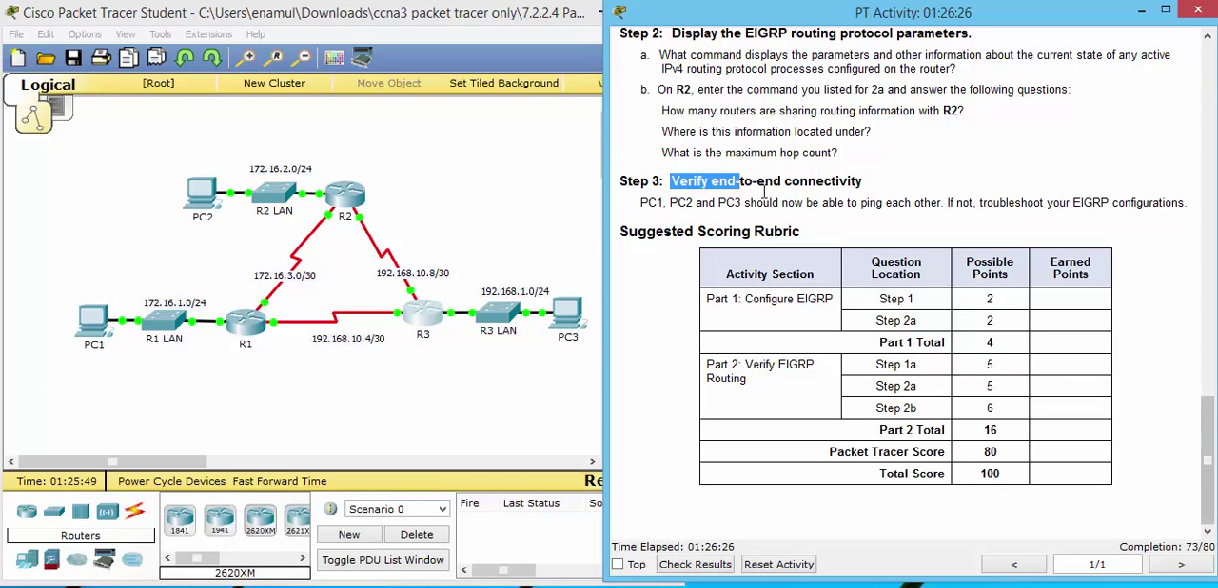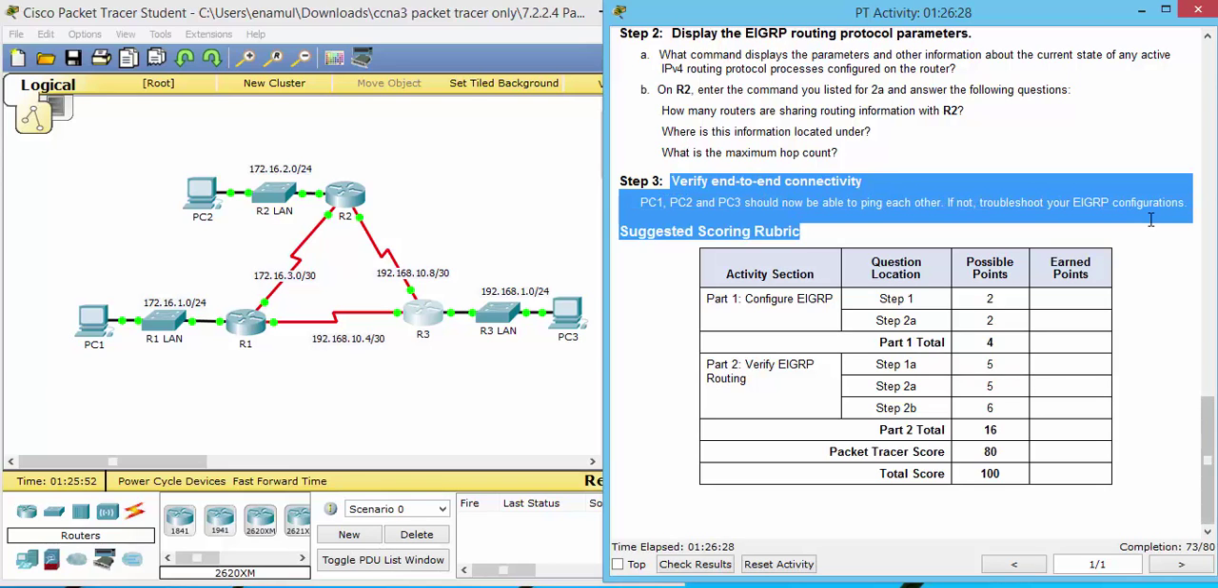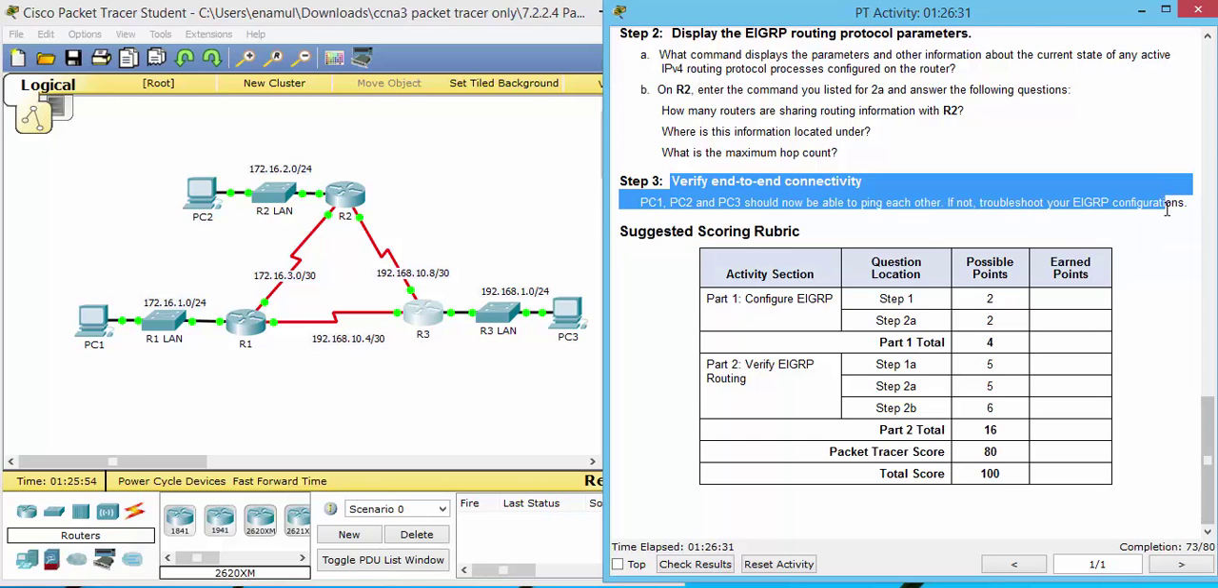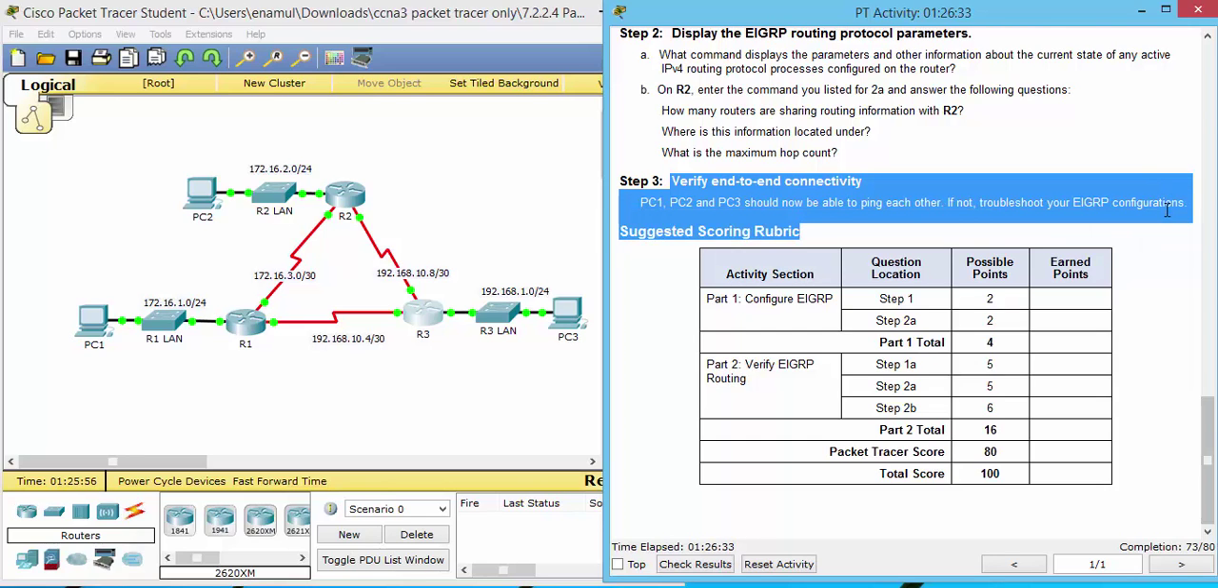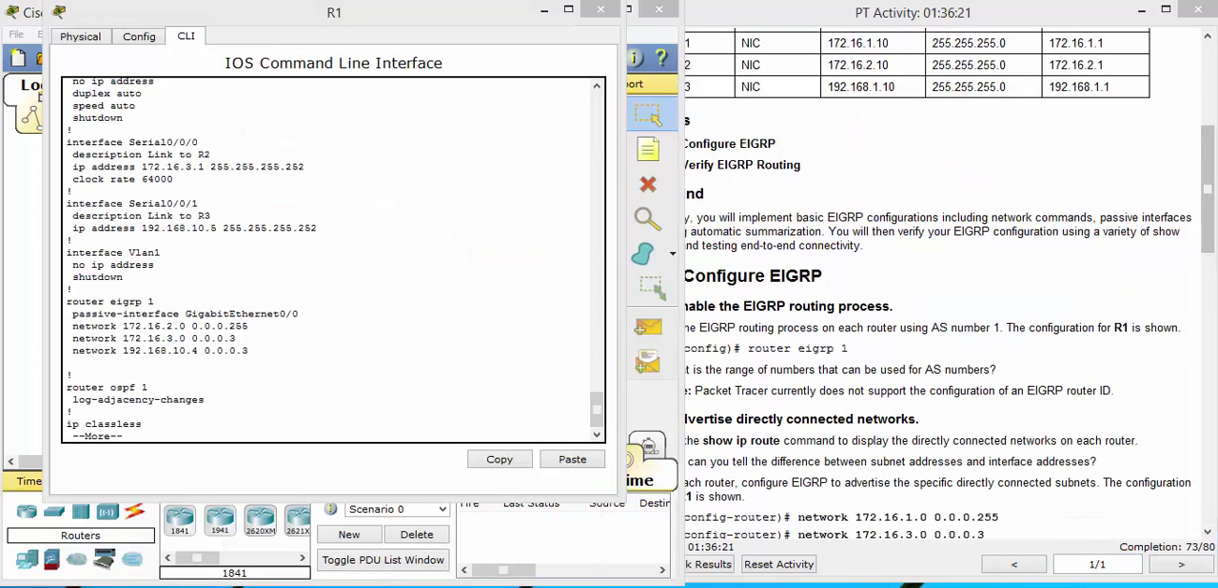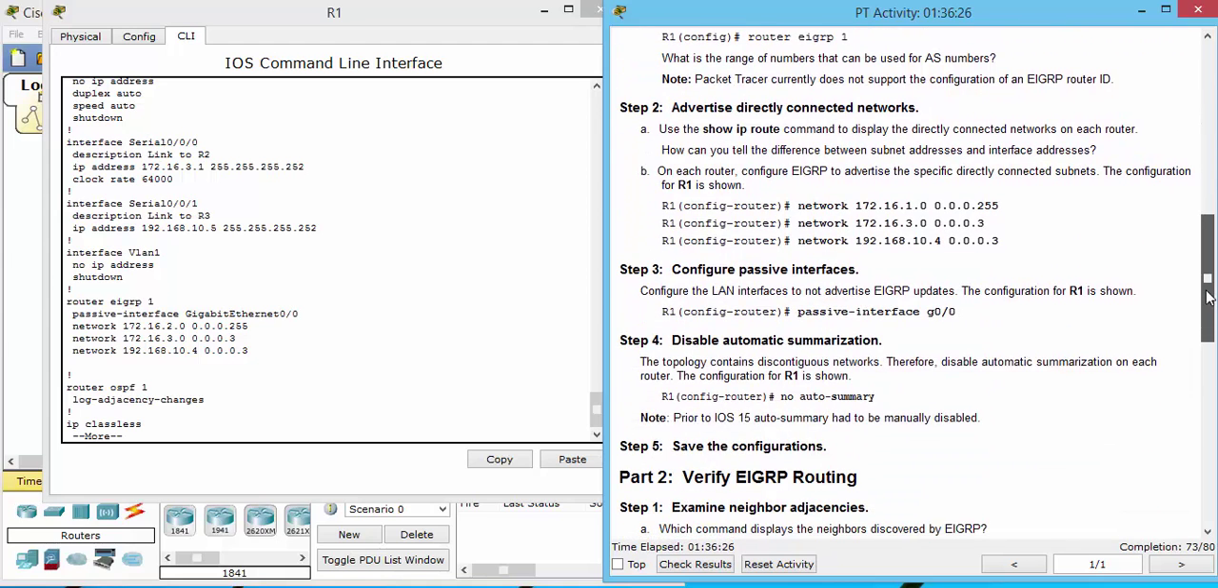Now verify end-to-end connectivity. PC1 and PC3 should now be able to ping each other. If not, troubleshoot. Off screen, I was trying to ping from PC1 to PC2, but I was unable to, because I found a mistake. I was supposed to have 172.16.1.0, instead I put 172.16.2.0. So let's make a correction.